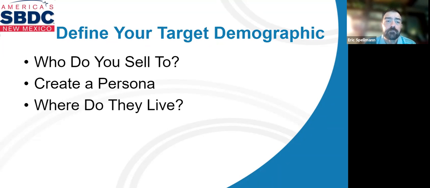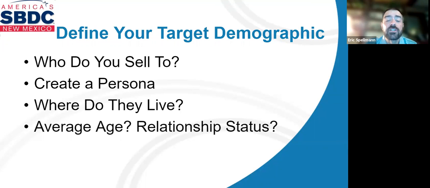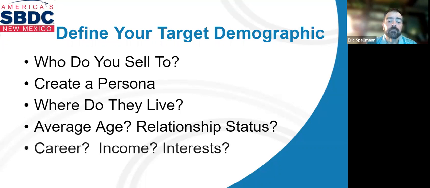Where do they live? Maybe you think you're targeting the entire city where you live or the entire state. Your customers don't all live all over the place. The majority, and your best customers, remember, your perfect customers, probably live somewhere similar. What is their average age? What is their relationship status? Like I said, if you think back to your perfect customer, remember, we want their clones. We want their friends. We want people just like them. And of course, what is their career? What is their income? What are their interests? And I want you to give them a name.